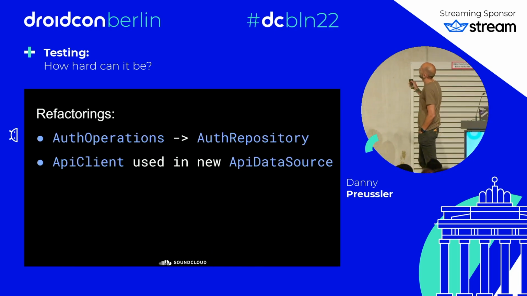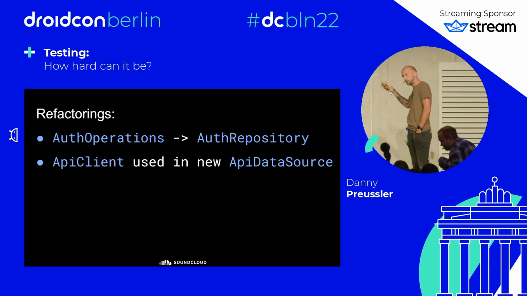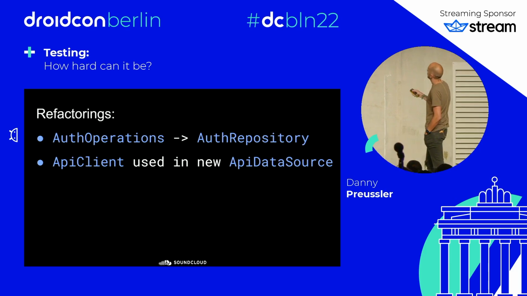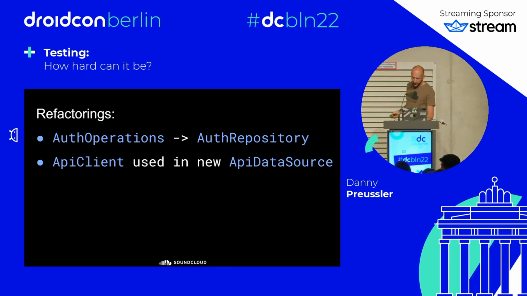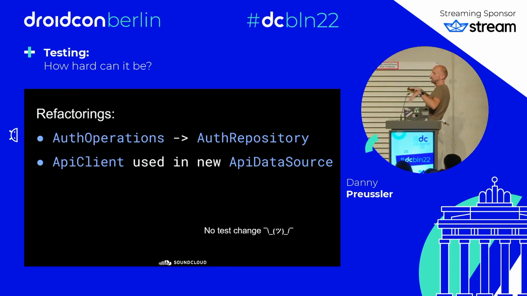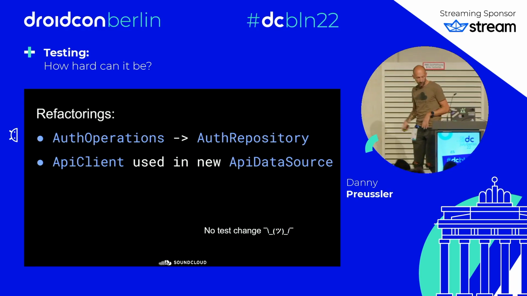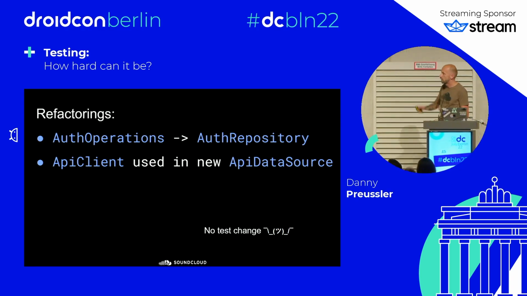The auth operation became the auth repository, as I was thinking in the beginning. And then also we have an API client that we put in a proper API data source, because we thought about a different data source already by then. But the nice thing is no changes in the test. Everything is fine. We just move things around. The tests were all valid, because remember, we tested the whole flow.